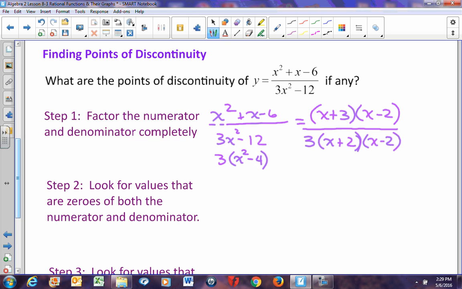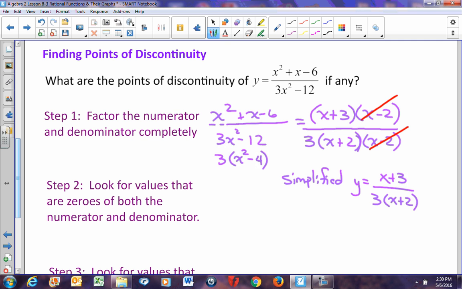Now, if we look at this, we can simplify, because I can say, oh, look, this x minus 2 and this x minus 2 will cancel out. So simplified, this equation becomes y equals x plus 3 on the top over 3 times x plus 2 on the bottom. Which means now I can look for values that are zeros in both the numerator and the denominator.